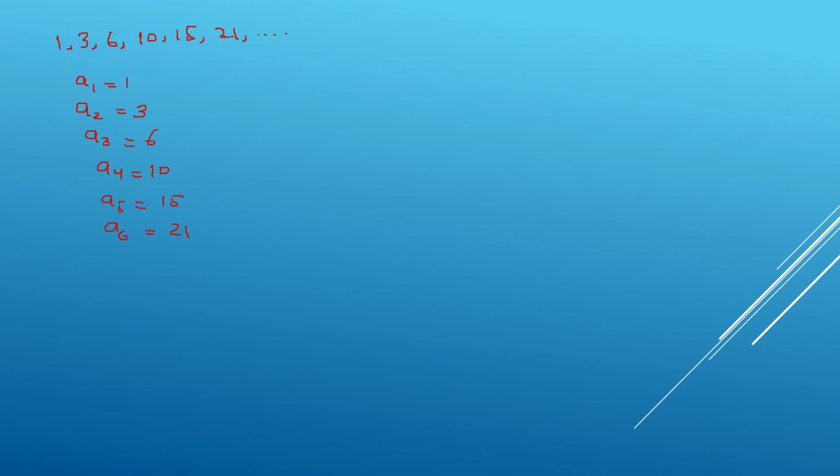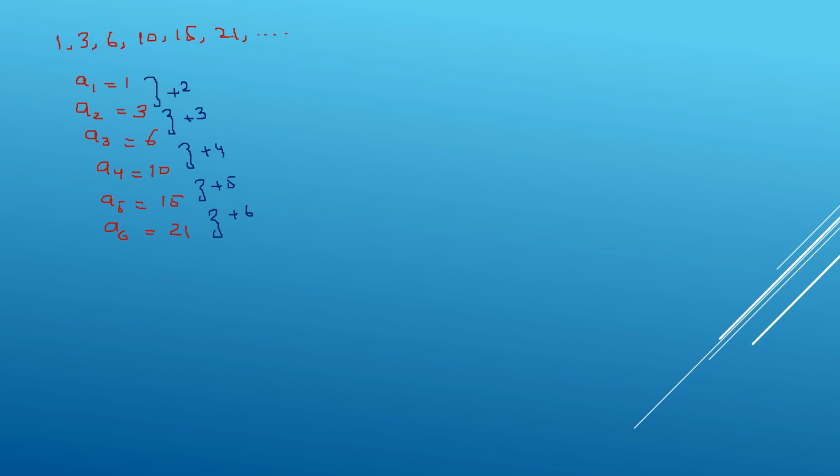So first of all, we recognize what actually is the pattern here. You can see that by adding plus 2, we get the next term, and by adding plus 3 to this term, we get the third term, and similarly by adding plus 4 to this, we get 10, plus 5 we get 15, plus 6 we get 21.